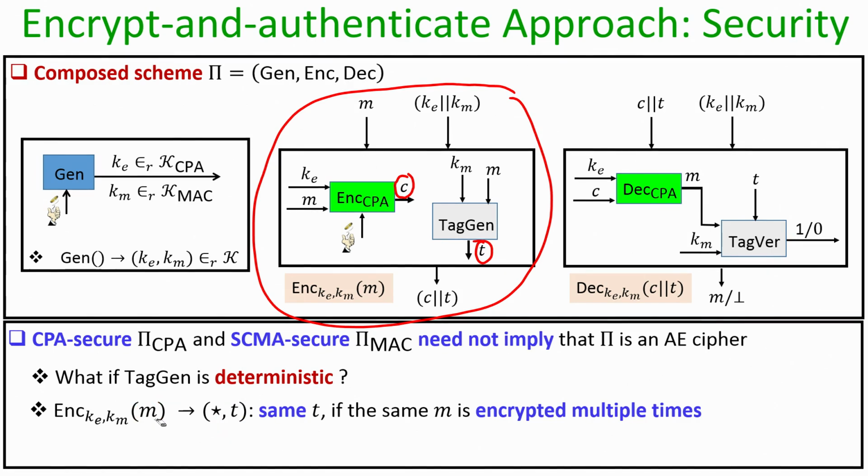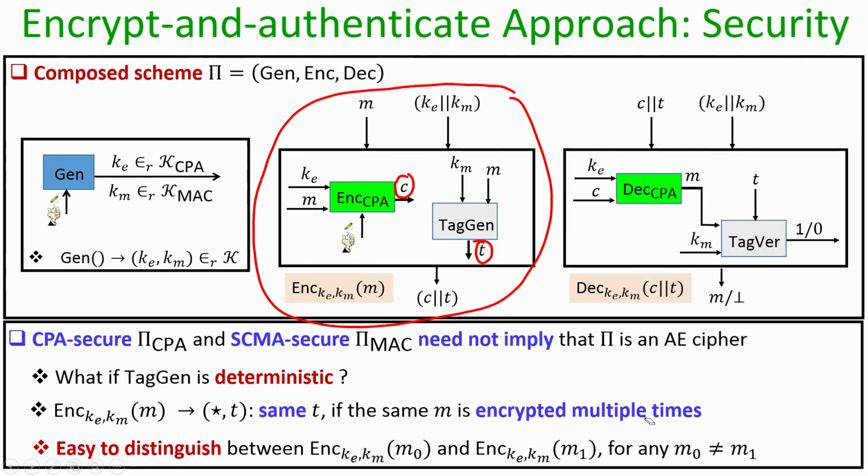And if that is the case, then it is very easy for any adversary to distinguish an encryption of the message M0 from an encryption of the message M1 as per this composed scheme, and that is the major flaw in this approach of combining a CPA secure scheme with a secure message authentication code.